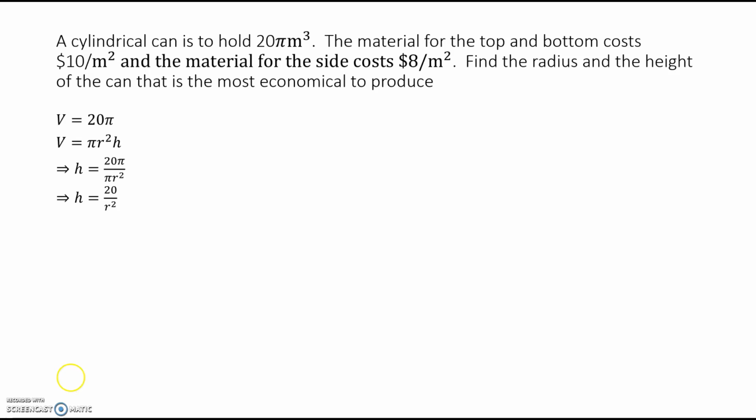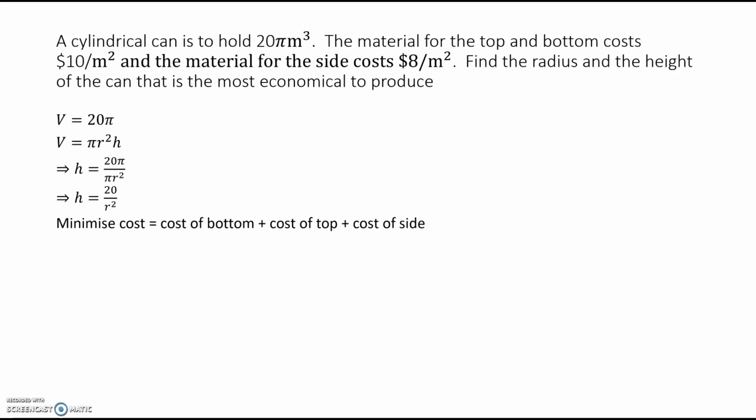What we need to do now is to write ourselves a cost statement, putting in the $10 for the top and the bottom and the $8 for the sides. Now, the top and the bottom are circles, and each circle has an area of pi r squared. And the sides, well, that's the circumference of the can, 2 pi r times h. So if we put all that information together, we're going to get our cost statement. And we know that we need to minimize because of this word most economical.